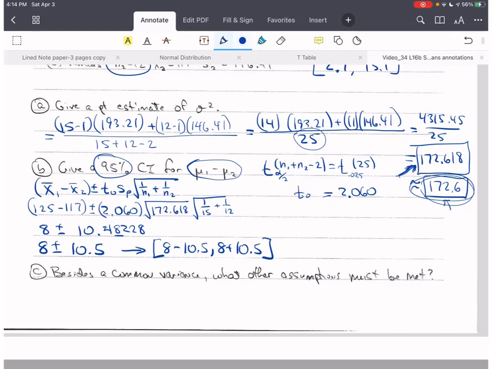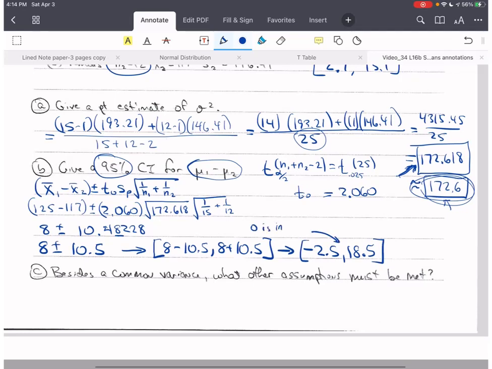And this is negative 2.5 to 18.5. And notice that 0 is in the interval.